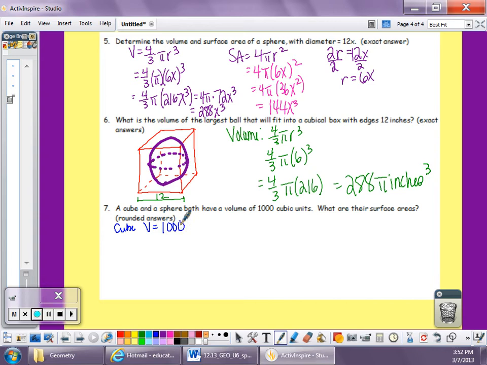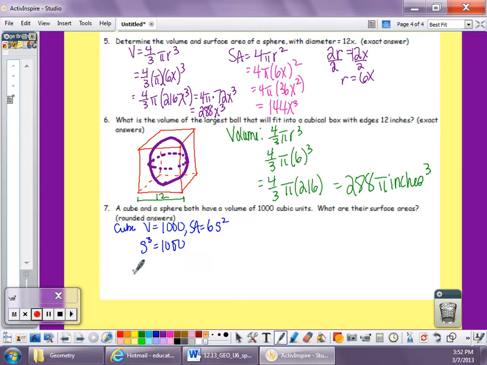Okay. Now, if I want the surface area, I need to think about this kind of backwards. So my surface area equation is 6 side squared. Because it's a square, the same base and height, or same length and width, we just say side squared. And in a cube, there are 6 sides that are all the same. So in order to find my surface area, I really need to find the value of S. Well, in a cube, the volume is side cubed, which is equal to 1,000.